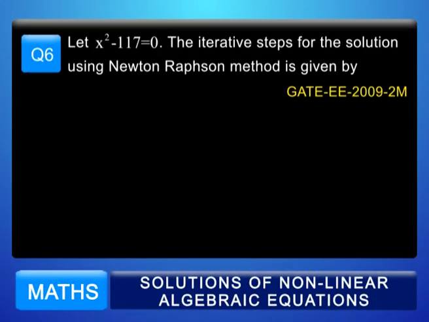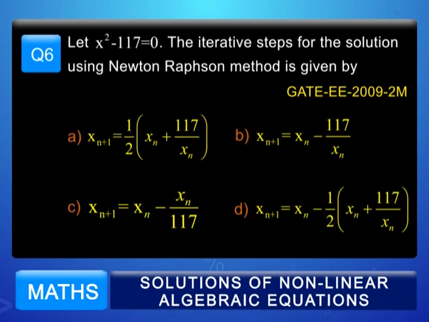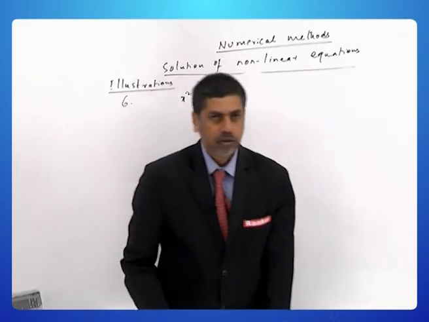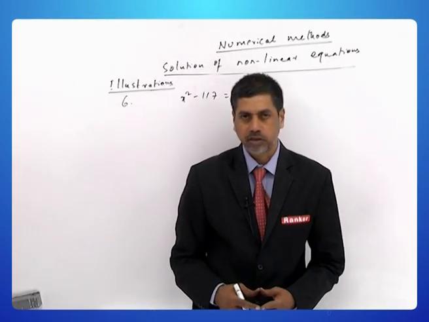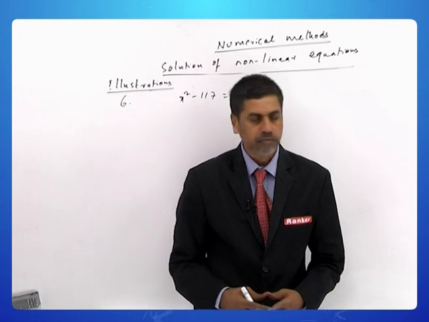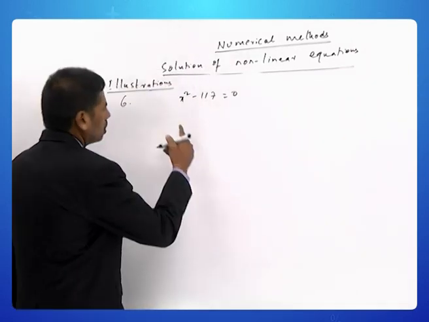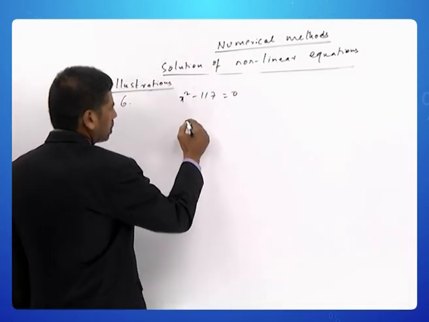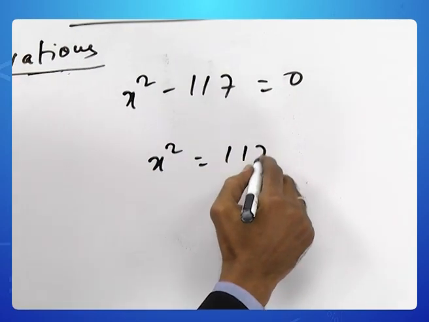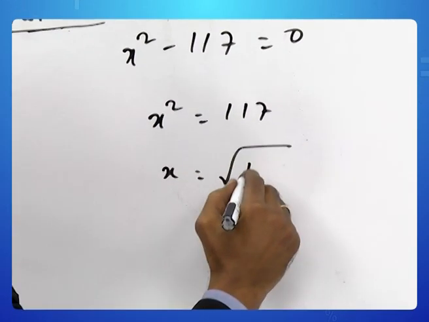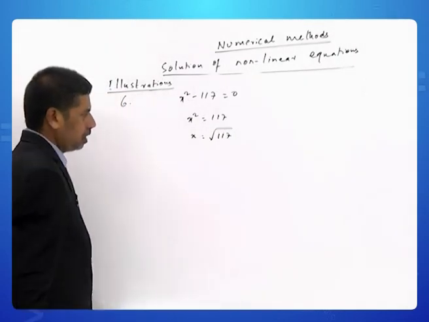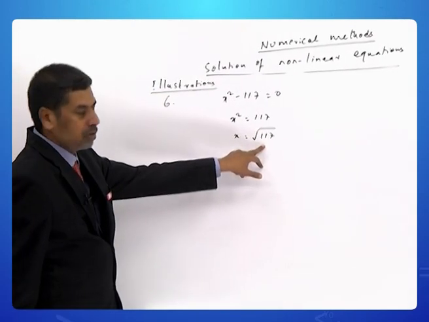Question number 6. Let x squared minus 117 equal 0. The iterative steps for the solution using Newton-Raphson method is given by. There are 4 options. Let us see which one will yield the correct one. There is a very famous result which we can quickly understand. Basically, if you look at this problem, it is to find the square root of a positive real number, right?